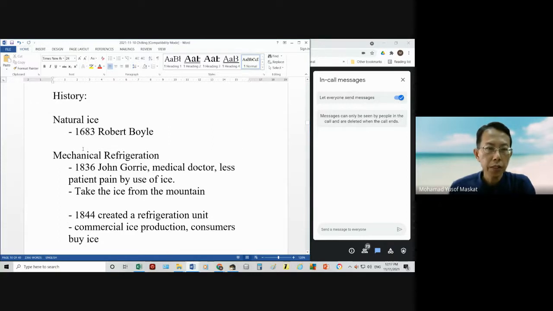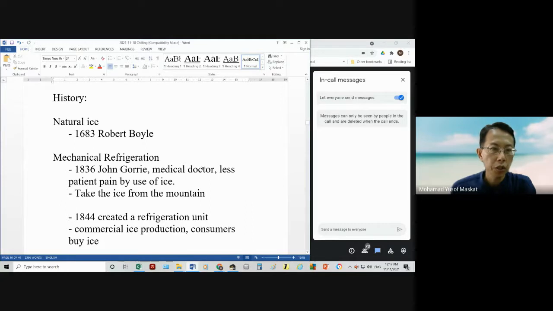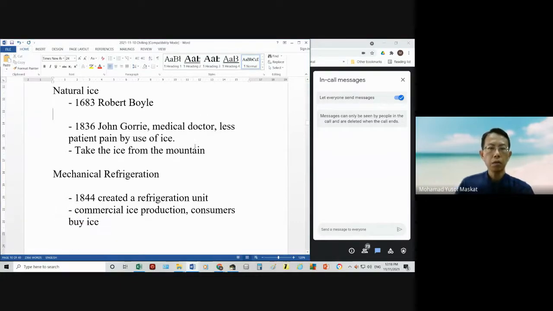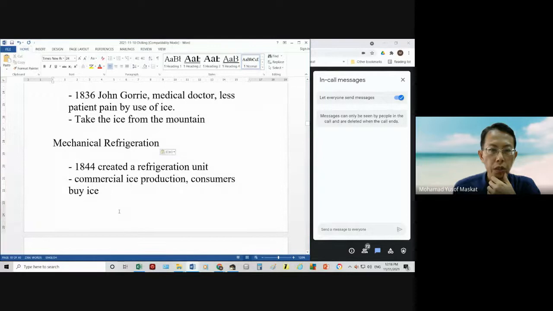So natural ice. Initially, people used natural ice, and then they started to have mechanical refrigeration. People are using natural ice, but they take the ice from the mountains, because they do not have the ability to make their own ice. And then comes mechanical refrigeration. Then it started a commercial ice production, so consumers buy ice.